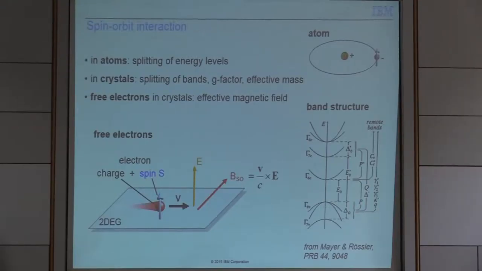This gives rise to spin splitting in atoms. If you combine atoms into a crystal, it determines the band structure. So, for instance, in silicon or gallium arsenide, you have in the valence band the splitting between the split-off band and the heavy and light hole band. It also changes the effective mass and it influences the g-factor. So this is spin-orbit interaction in bands.